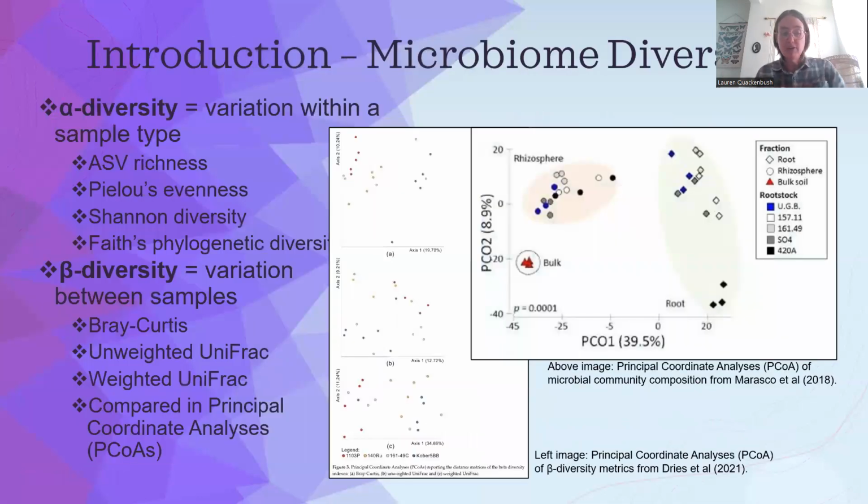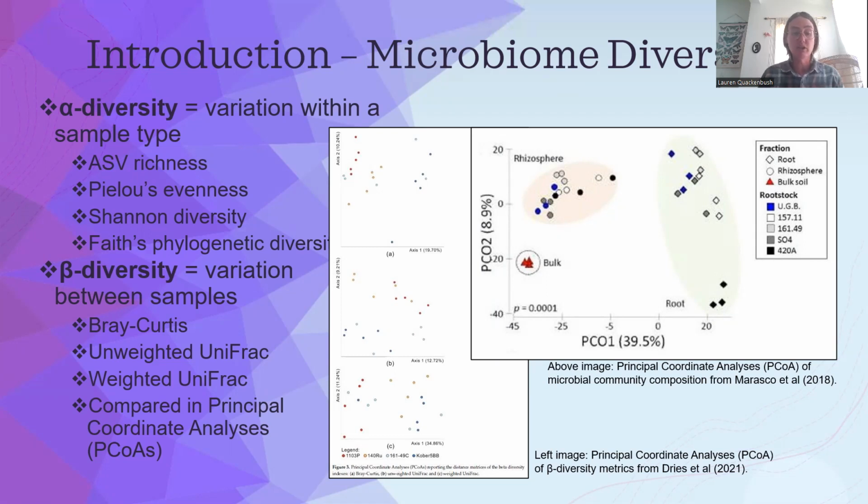So let's back up for a second and discuss diversity metrics. First of all, the metrics I chose to include were those that appeared the most often in scientific journal articles reporting on the same topics. There are 2 main categories of diversity used to describe microbiomes, and those are alpha diversity, which is used to measure variation within a sample type, and beta diversity, which is used to measure variation between different sample types.